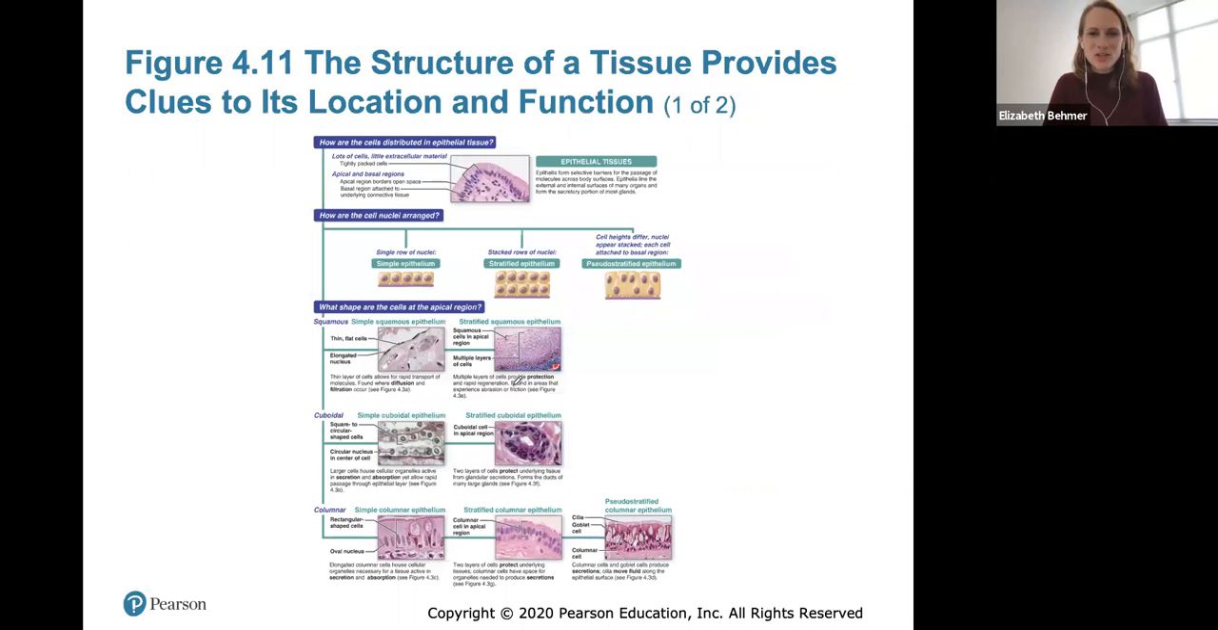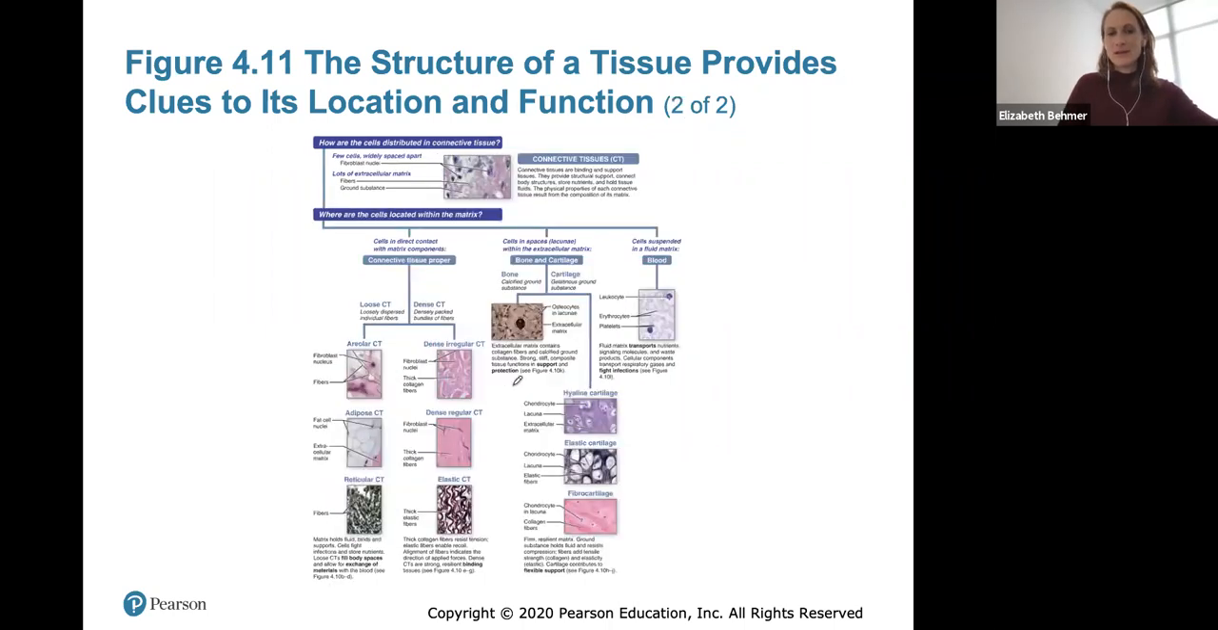So here's the structure and tissue provided, clues to its location and function to give you an idea of how to name these. This is a great slide to help you study how to identify these different tissue types. So I would pause it here and read through these slides well.